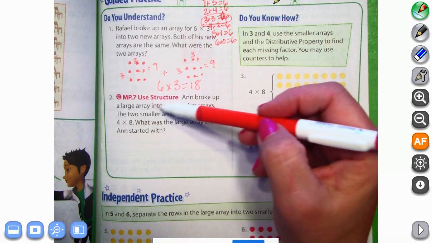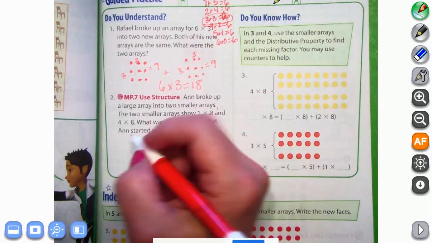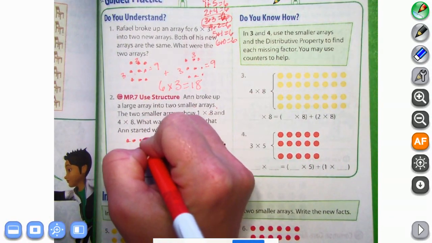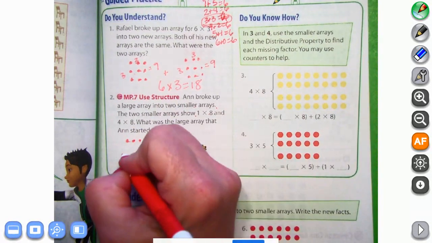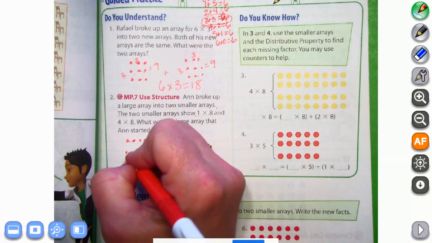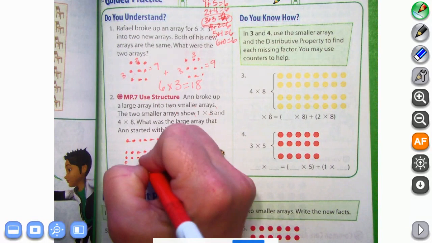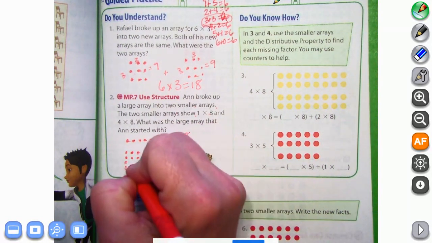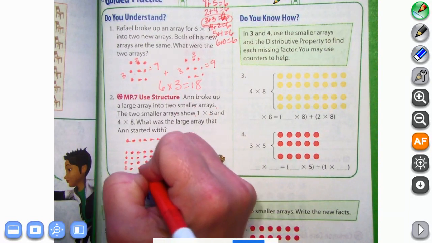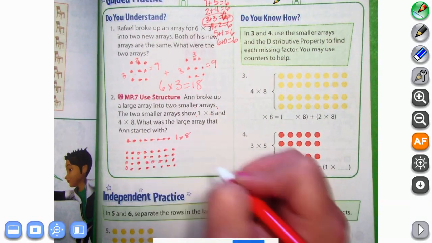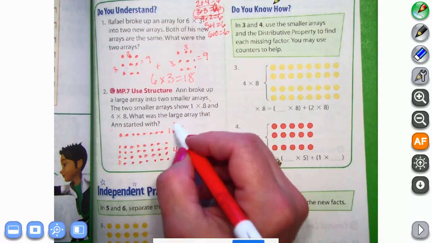Anne broke up a large array into 2 smaller arrays. The 2 smaller arrays show 1 group of 8, 1, 2, 3, 4, 5, 6, 7, 8, that's 1 group of 8, and 4 groups of 8, each with 8 in the row. This is 4 groups of 8. What was the large array that Anne started with?